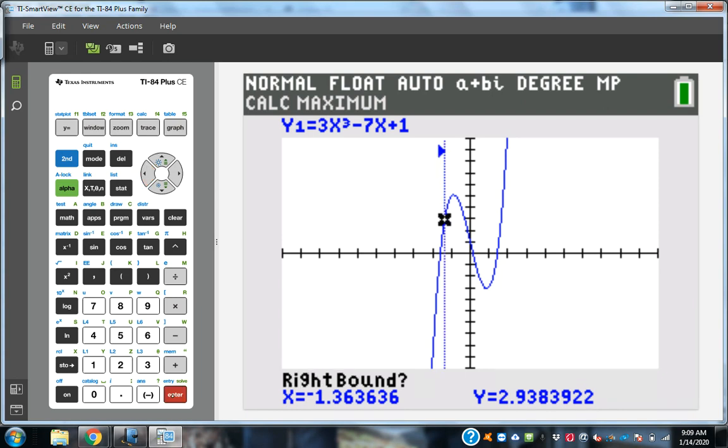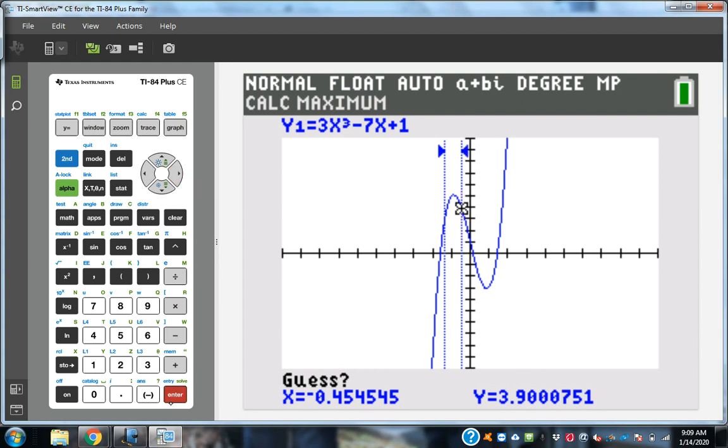And then hit enter. And then it asks for a right bound. So it needs to know, okay, where do I stop looking? I'm going to read this from left to right. I'm going to start where you marked, and I need to read to the right. How far? You're going to move the right arrow key until you get to the right side of that maximum, just past it, and hit enter.